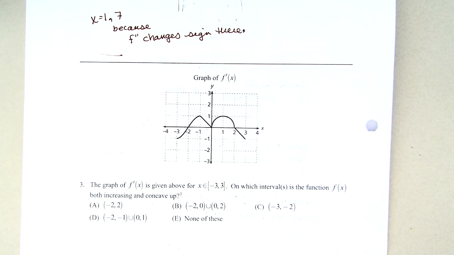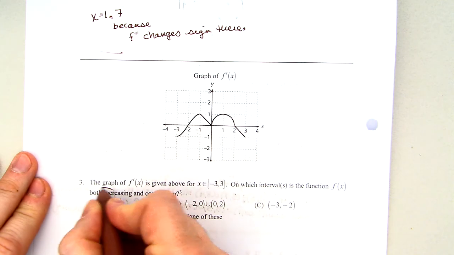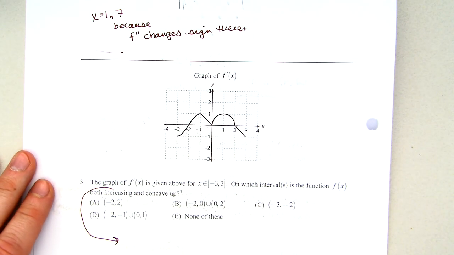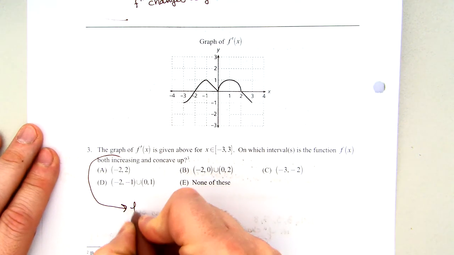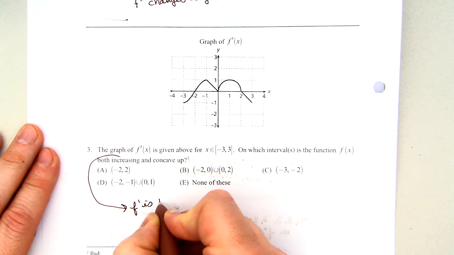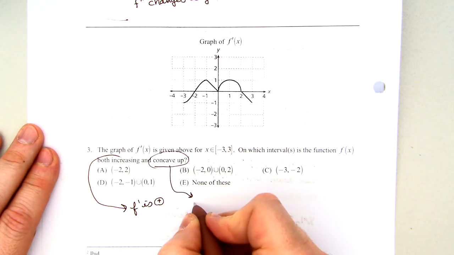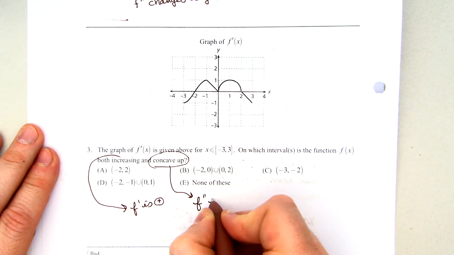The AP exam loves multiple choice questions like this. Just read number 3 quickly. I'm going to write down my definitions. f is increasing where f prime is positive. f is concave up where f double prime is positive.